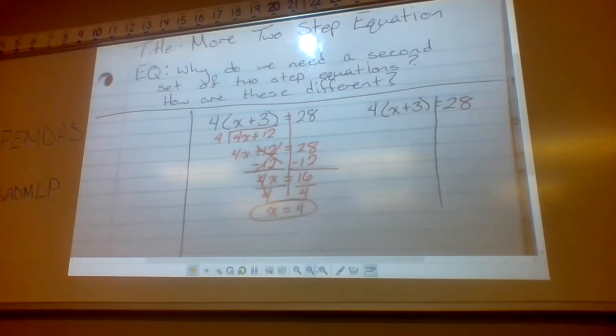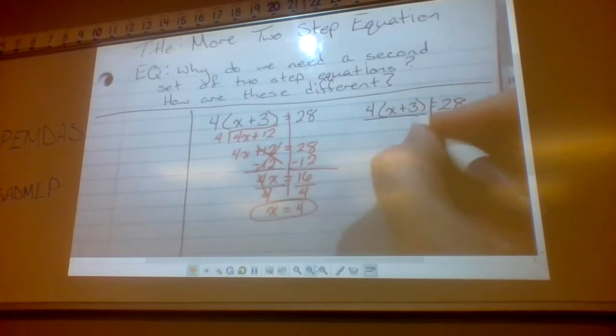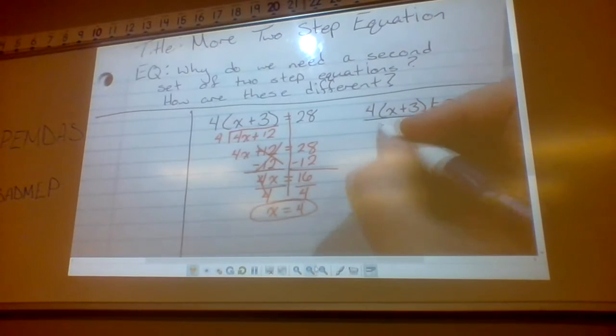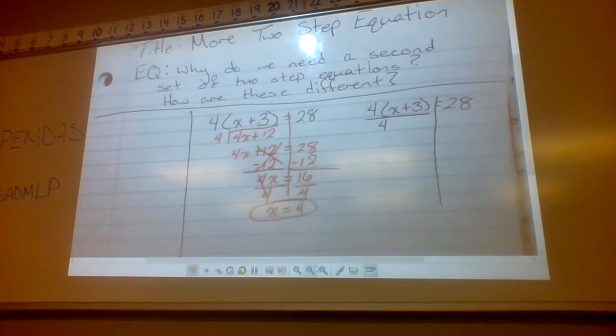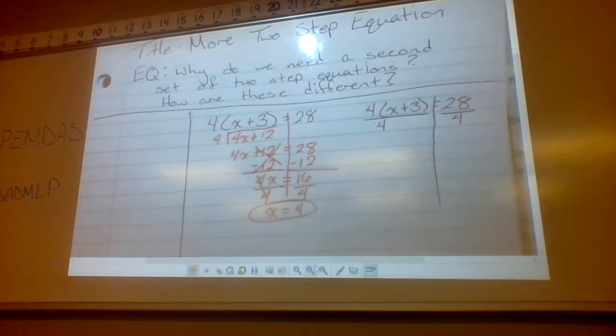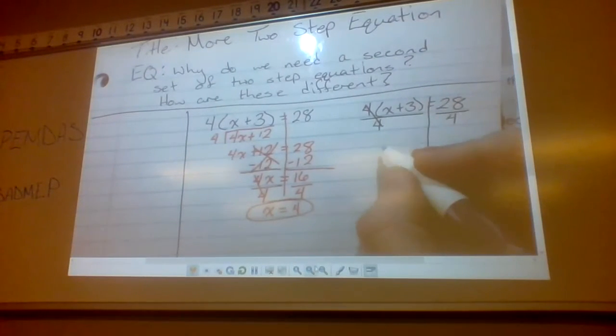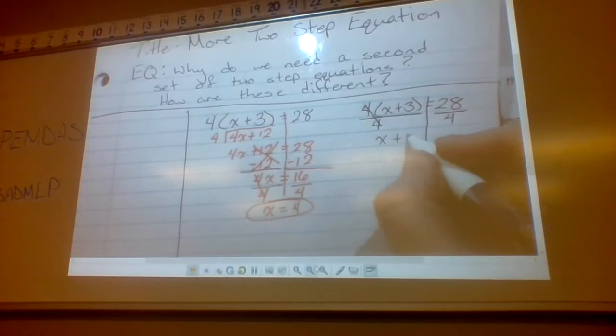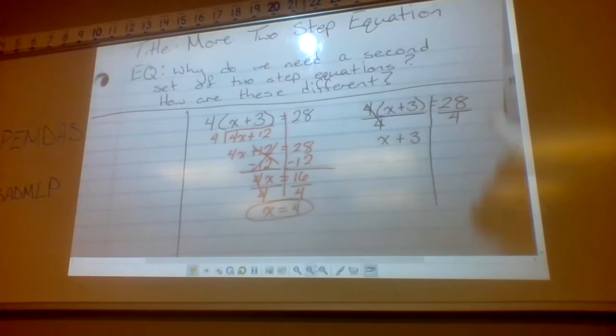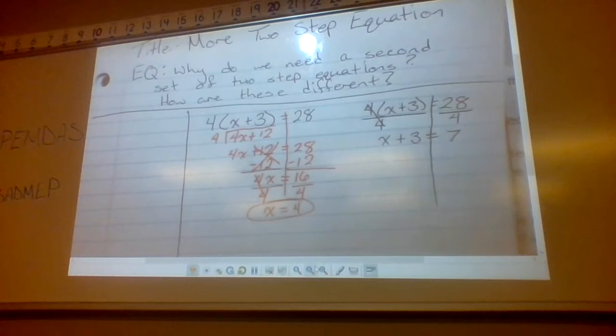The inverse of multiplication, I'm going to divide by 4 on both sides. Because that is saying I have 4 groups of x plus 3. If I take those 4 groups and I divide it by 4, I have 1 group of x plus 3. There's 1 step. All I did was just divide by 4. It was 1 step. Now I have x plus 3 equals 7.